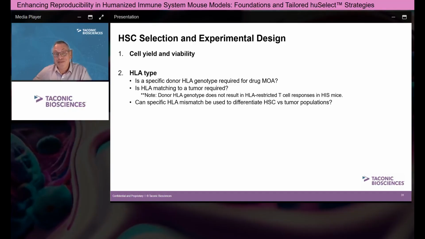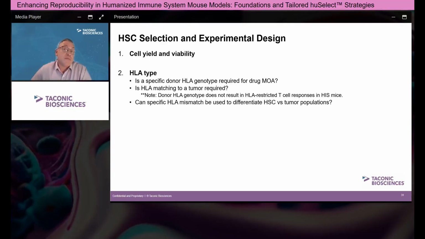Of course, these are human samples. Each is going to have a complete repertoire of human HLA alleles, and in many cases, complete HLA information is available for these donors. So when thinking about HLA, you want to think about whether a specific donor HLA is required for your drug mechanism of action. Is matching to a tumor required? Now, I would point out, because the T cells that emerge in these mice develop within a mouse thymus typically, the HLA genotype of the donor does not necessarily indicate an HLA-restricted T cell response.